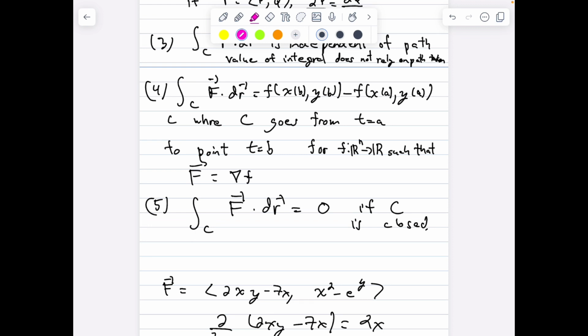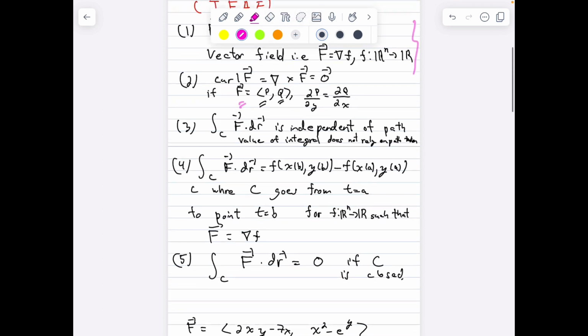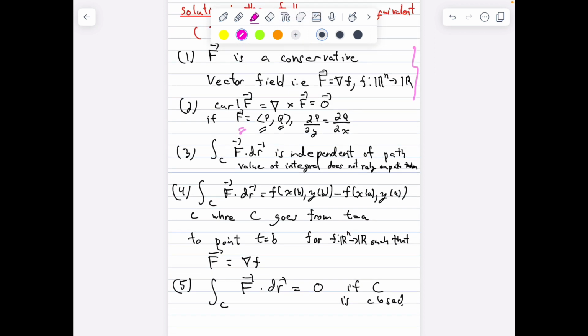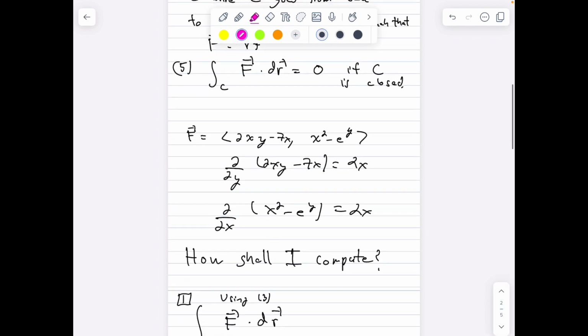Okay, so I want to go ahead and try to use this. The first thing I like to do is see if this is a conservative vector field, because if I can prove that, then I can use some of these conditions as tools. So I'm going to take the partial derivative of my vector field with respect to y and with respect to x. So 2x and 2x. So it is conservative.